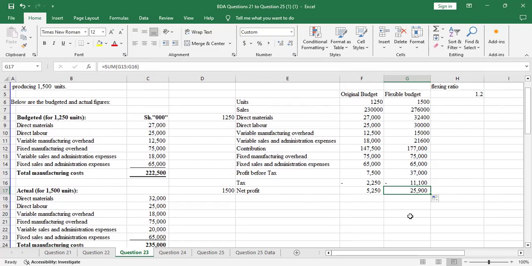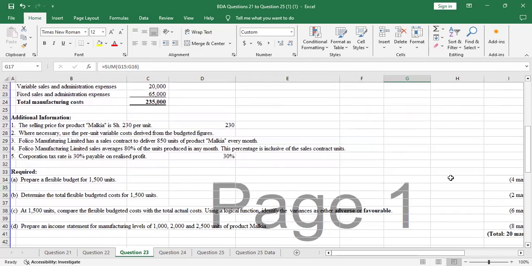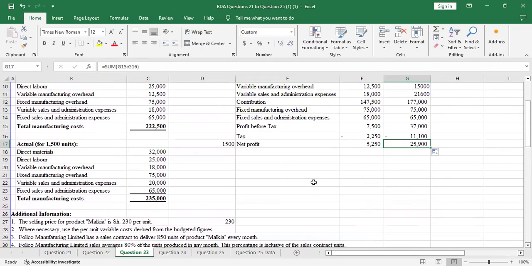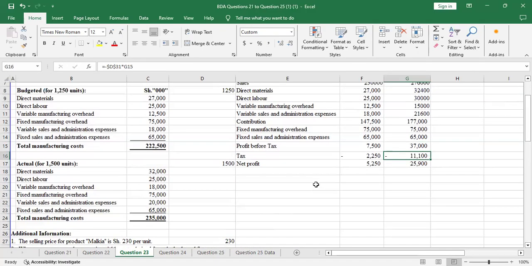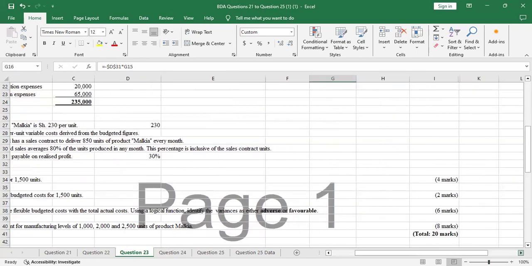So this is the flexible budget. This is what the examiner requested from you. So that will give you a total of 4 marks. Yeah, so that's how you are supposed to do part A of that question. So part B, determine the total flexible budgeted cost for 1,500 units. And this is only 2 marks.